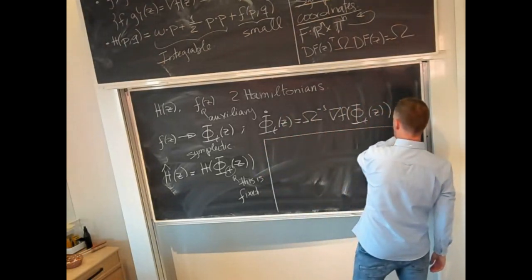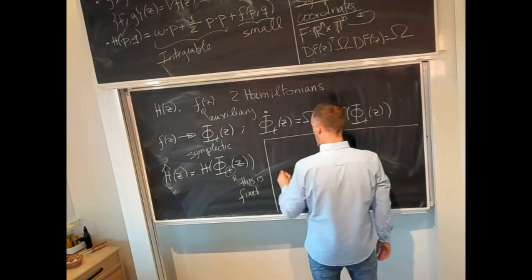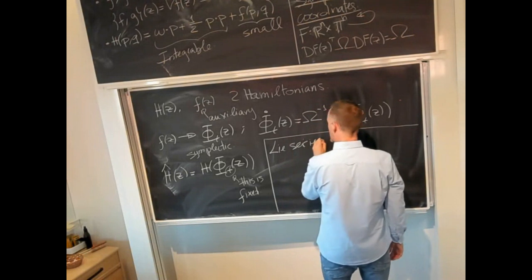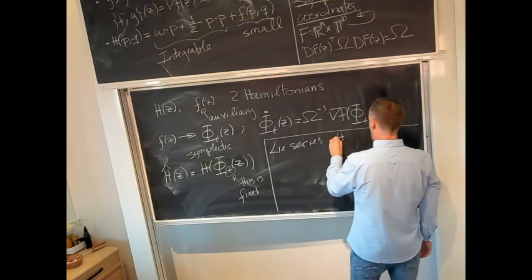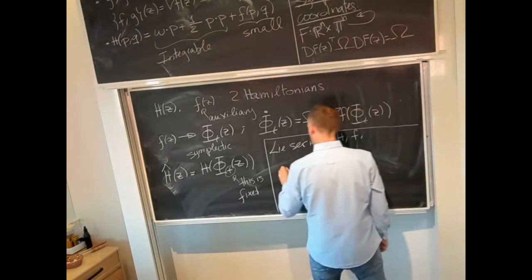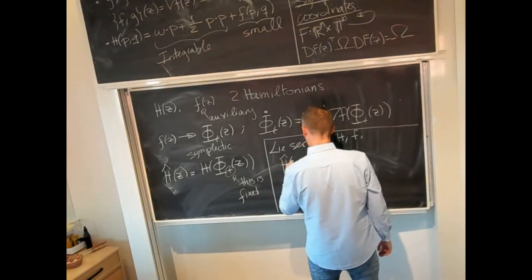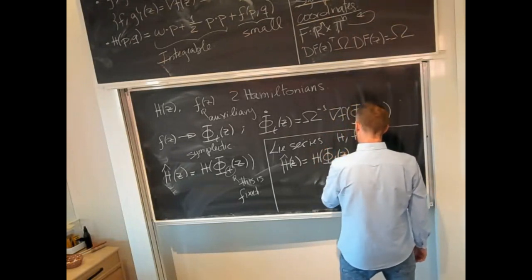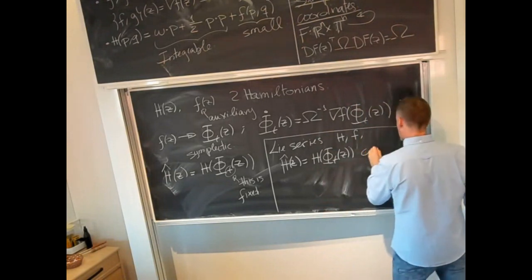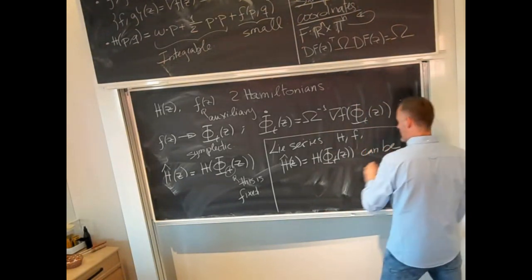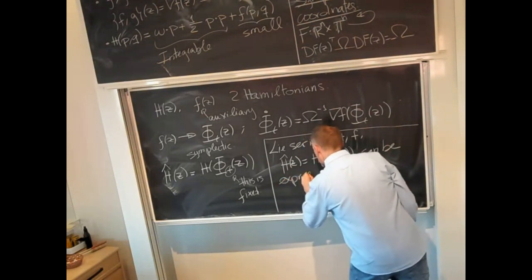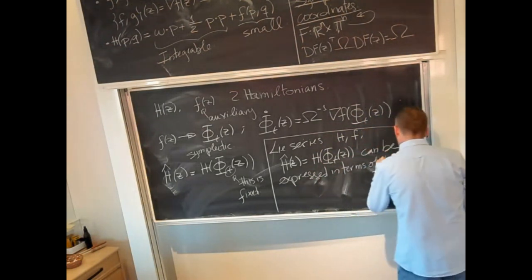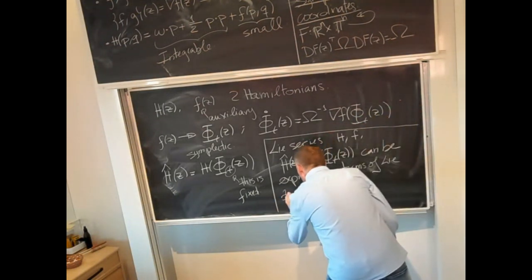And this is where Lie series come in, because we have our Hamiltonian and the auxiliary Hamiltonian, and this new Hamiltonian can be expressed in terms of the Lie derivative.